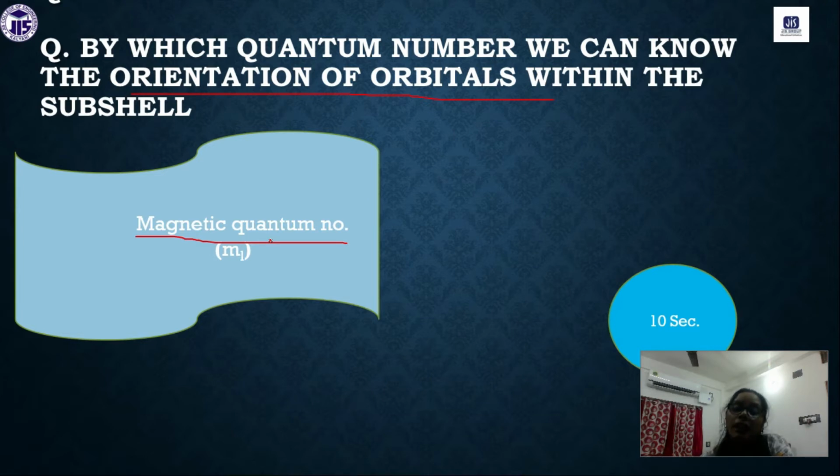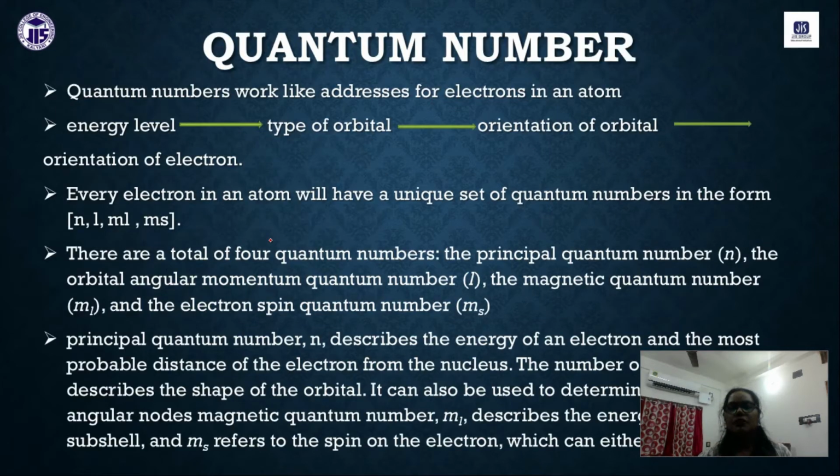There are 5 degenerate energy levels that we are getting. That means 5 levels, 5 orientations of the orbitals we are getting. In presence of magnetic field, the p orbital is having 3 orientations. Okay, f orbital is having 7 orientations. So all this we can know from the magnetic quantum number. Okay, so these are the quantum numbers.